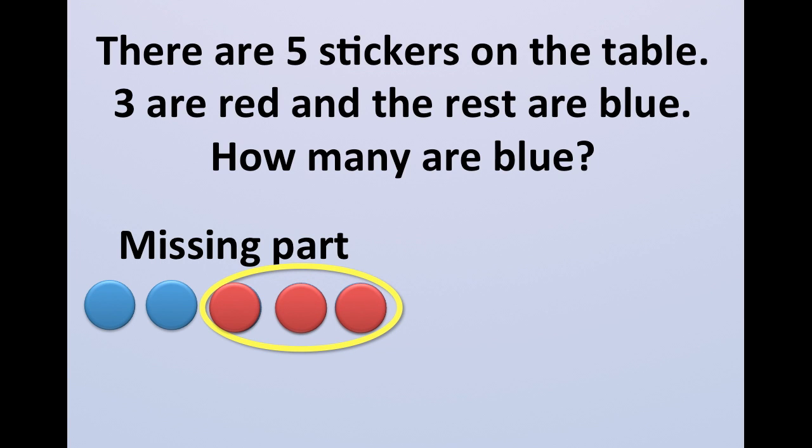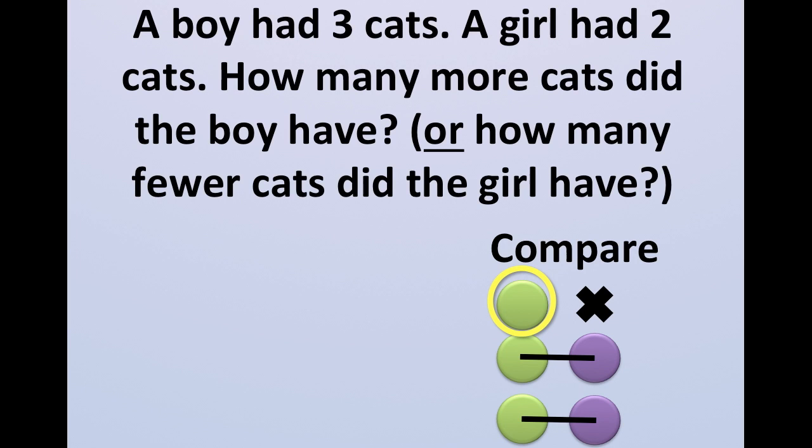Missing part. There are 5 stickers on the table. 3 are red and the rest are blue. How many are blue? Compare. A boy had 3 cats. A girl had 2 cats. How many more cats did the boy have, or how many fewer cats did the girl have?